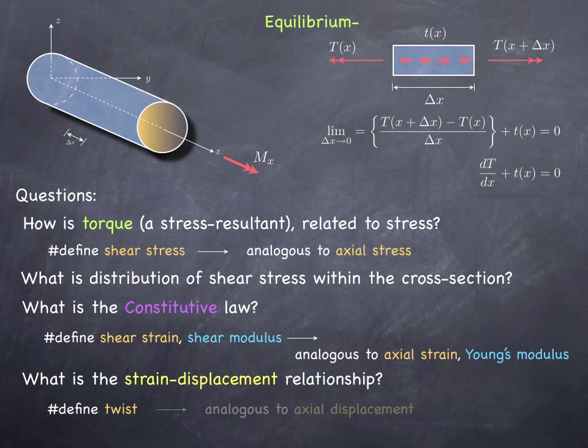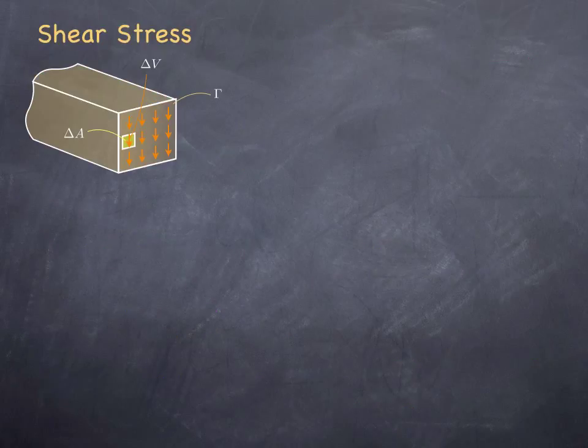And that measure of deformation in the torque problem is labeled as twist, as you will see, and this is going to be analogous to the axial displacement there. So before we make any headway into that exploration, let us remind ourselves what shear stress is and how it's characterized in a given cross-section, for example.